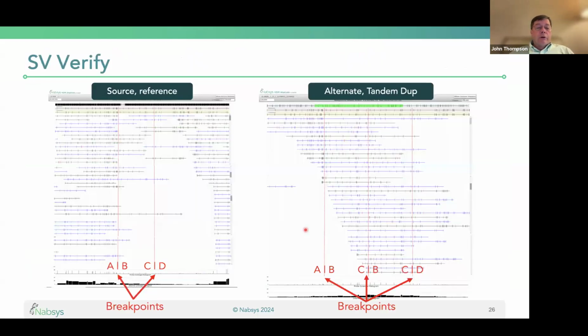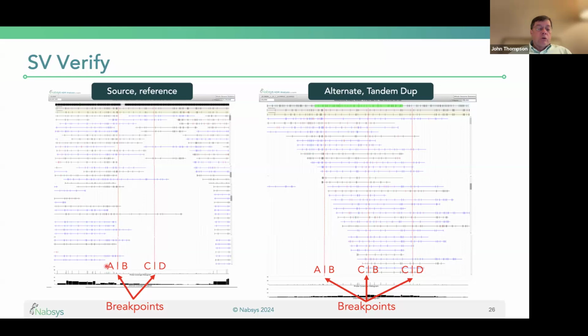All right, in terms of SV Verify, again, we don't do assemblies, we do mapping. And so what you see here is the data from the 60 kb duplication I showed you earlier for hypophosphatemia. This is the reference sequence, and the molecules are mapped here. The important thing to know about very large insertions and deletions is that the breakpoint matters.